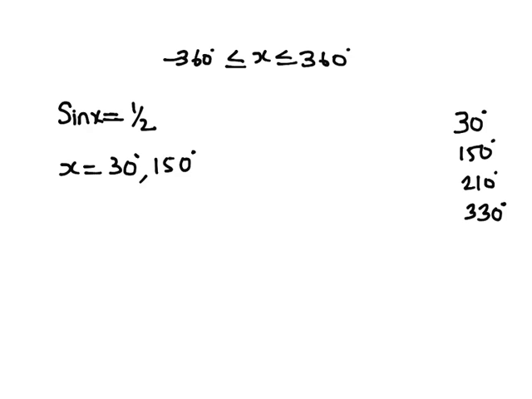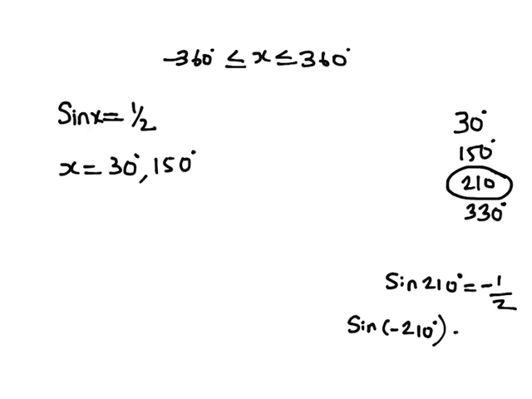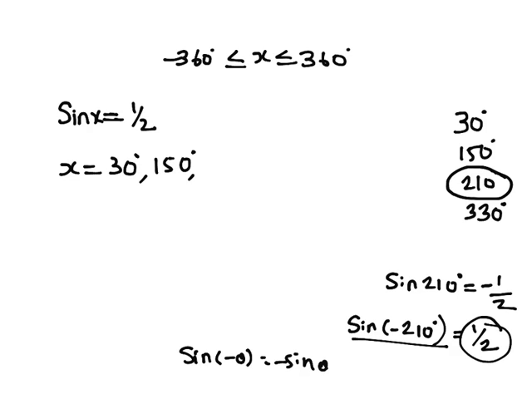But we also know that sine 210 is minus half, isn't it? We know that sine 210 degrees is nothing but minus half. So it means sine of minus 210 will be equal to plus half, isn't it? Because we have this property: sine of minus theta is minus sine theta. So sine of minus 210 will be definitely equal to 1 by 2. So that means minus 210 can also be a solution.